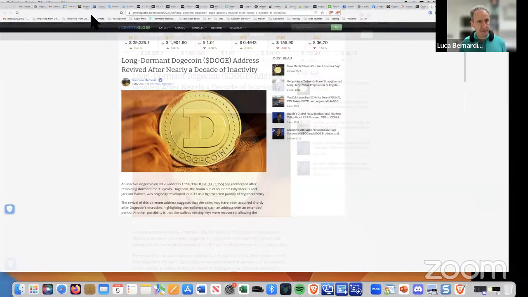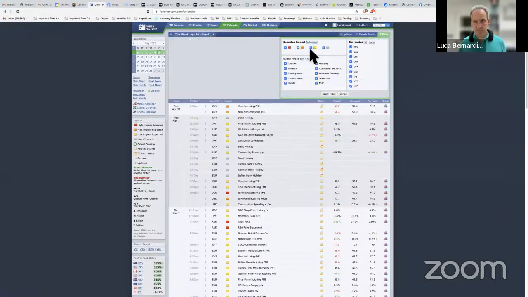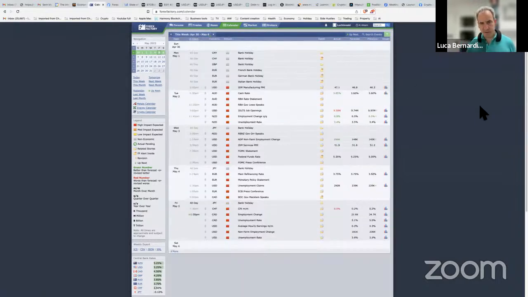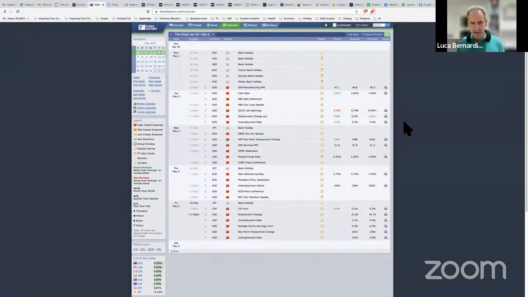Okay, so let me start sharing the screen, and we start with the news of what was going on in the past few days. Let's have a look at the calendar. Move this stuff away and filter. Okay, so this is the shortened calendar with just the important announcements that we had this week.